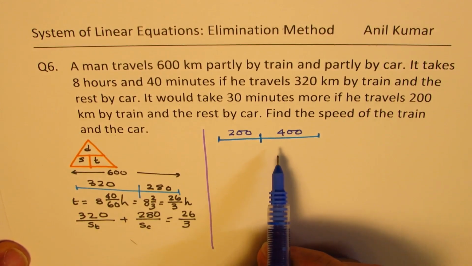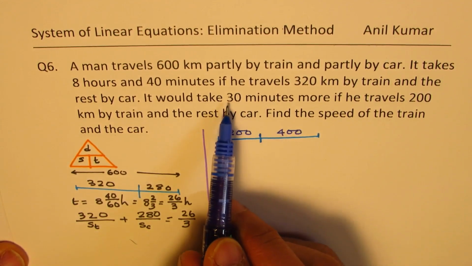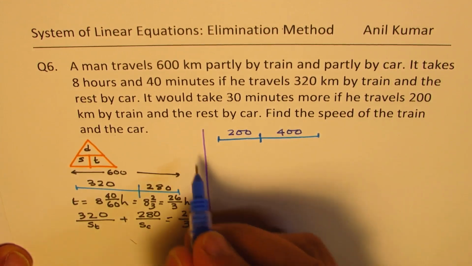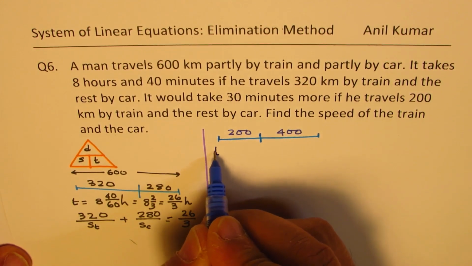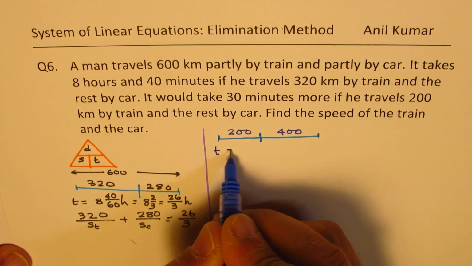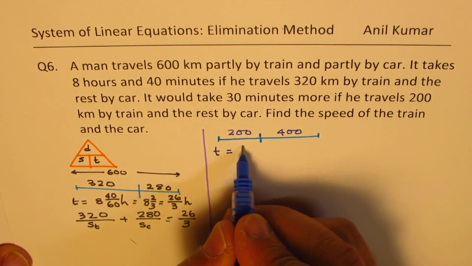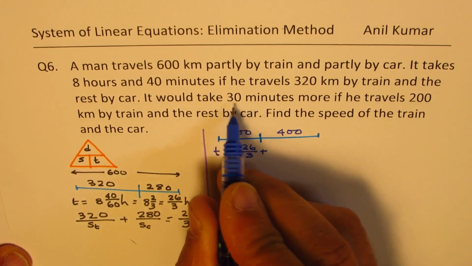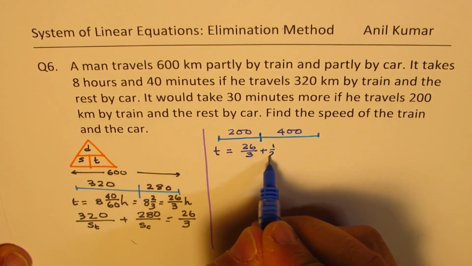Now, in this case, we need to find time. Time is 30 minutes more than 26/3 hours, right? 30 minutes means half an hour more, correct? Okay. So in this case, let's find time. So this time is equal to 26/3, which was last time's time, plus half an hour. 30 minutes means half an hour. Is that clear to you?